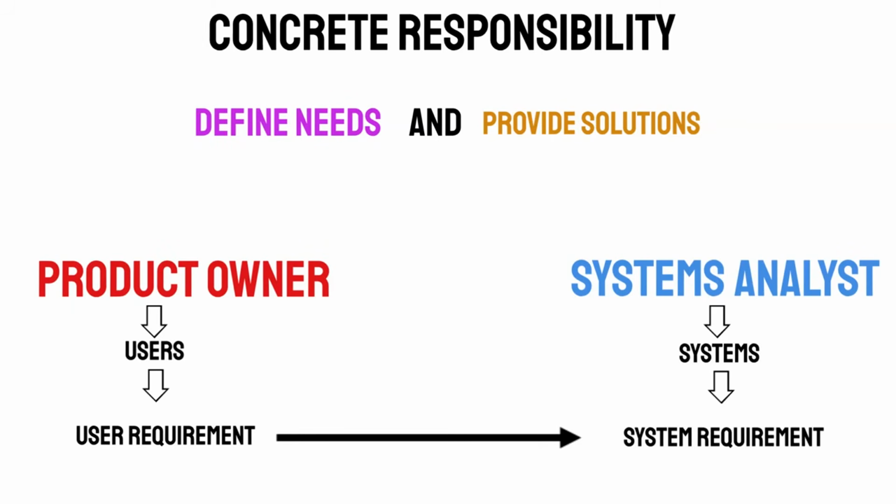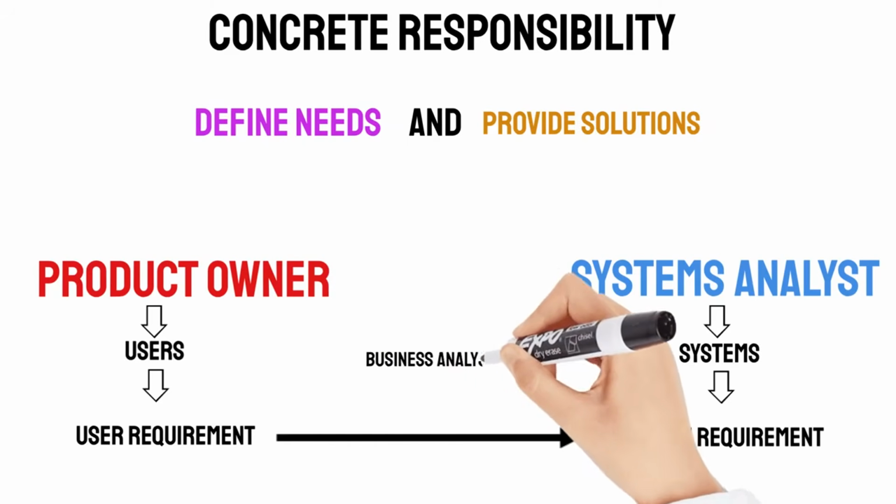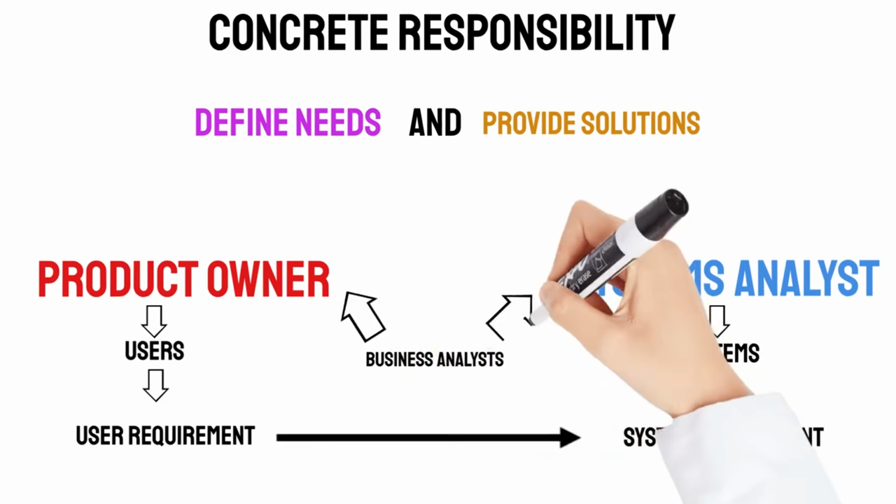That's the focus of the system analyst. So he's defining the needs for the systems and providing a solution there. So as you can see, system analysts and product owners both are business analysts because they are both defining needs and do provide solutions. What are the most important key skills every business analyst should possess?